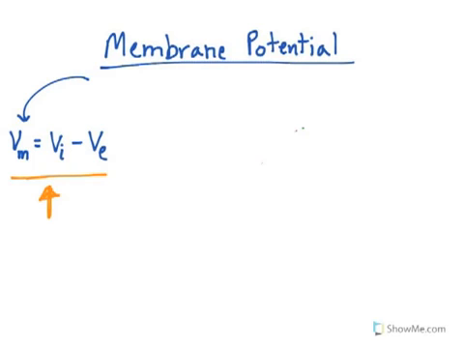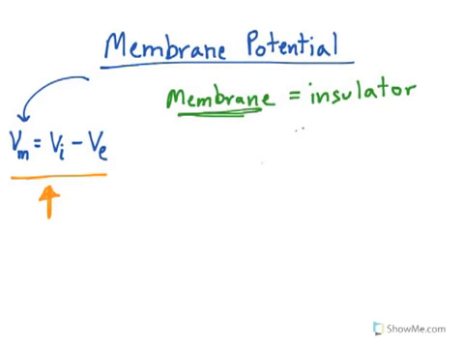The first point is that the membrane is a good insulator. Membrane equals insulator, and in this case, an electrical insulator. It's a good electrical insulator. And specifically I'm referring to the lipid portions of the membrane. They are very good insulators. They won't allow charge through. And that gives the membrane capacitive properties, or it gives the membrane a capacitance.